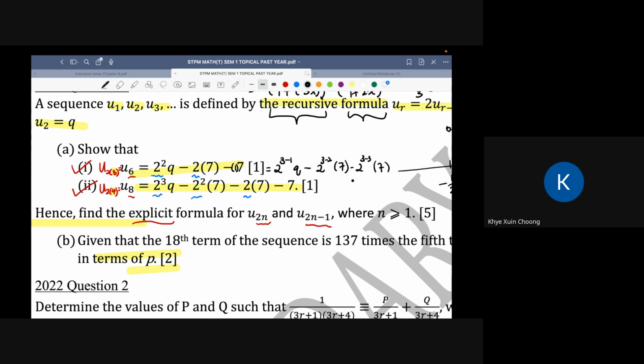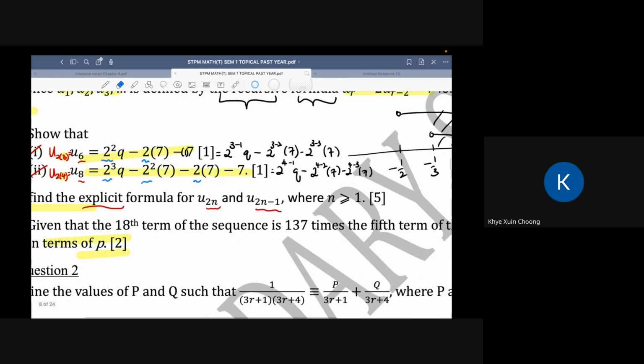Now we see some pattern already. For this one, 2 power 3, you try to relate it with the number n. So over here, it should be 2 power 4 minus 1 times q, then minus 2 power 4 minus 2 times p, minus 2 power 4 minus 3 times p, until, sorry, I try to rub a little bit off.